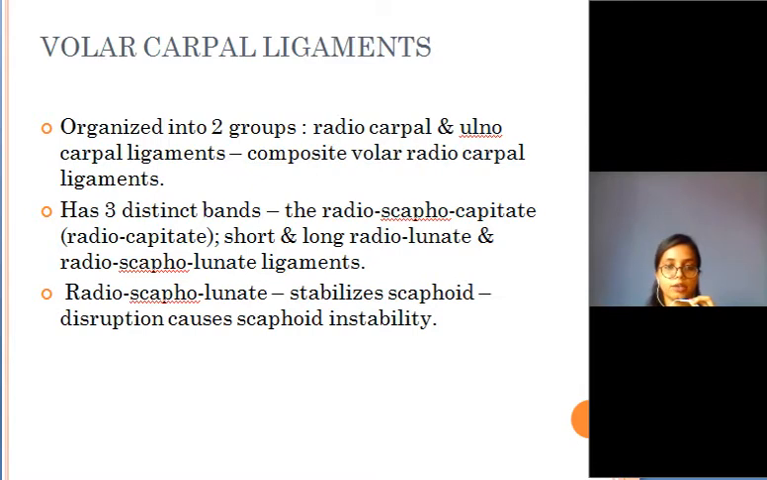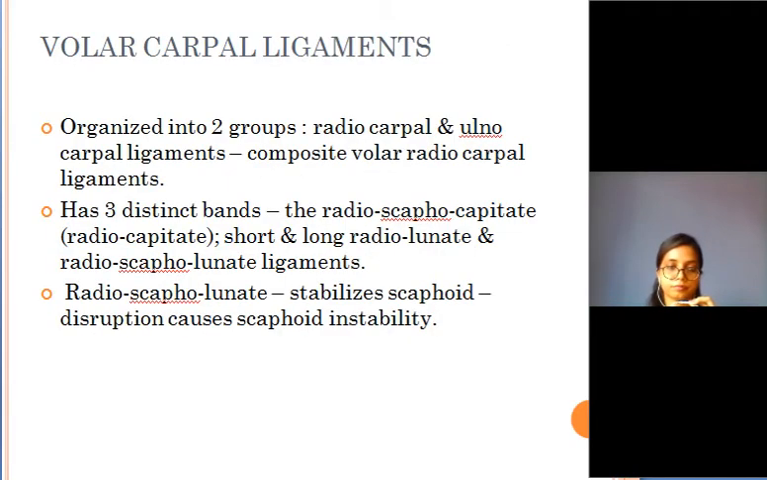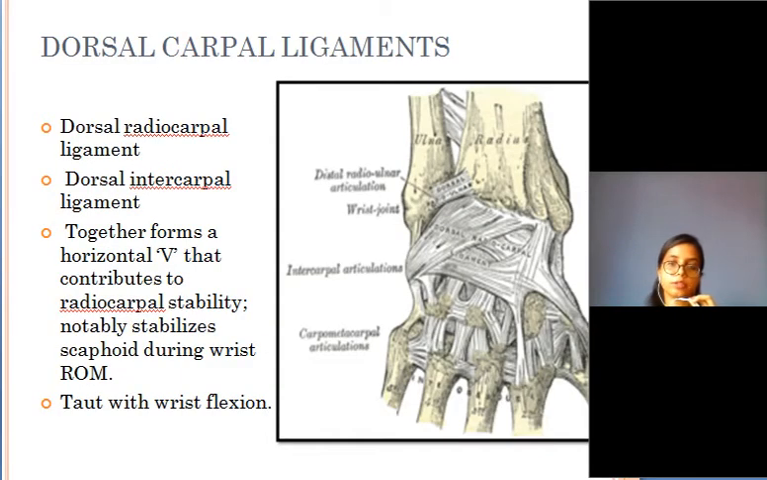The second ligament is the radioscapholunate ligament, which stabilizes the scaphoid. We will see it in this diagram. Here you can see the radioscaphocapitate ligament. Here you can see radiolunate. It is a long radiolunate and a short radiolunate. This was all about the volar ligaments.